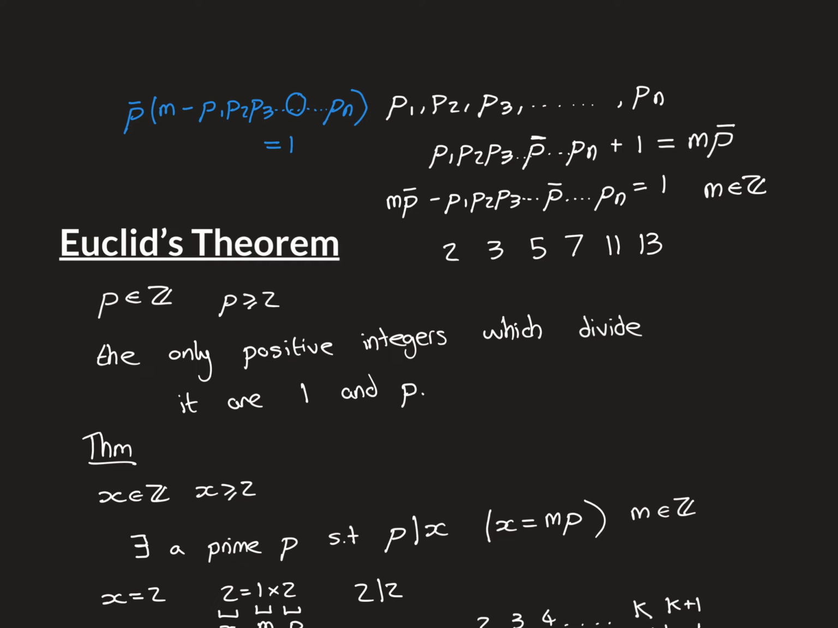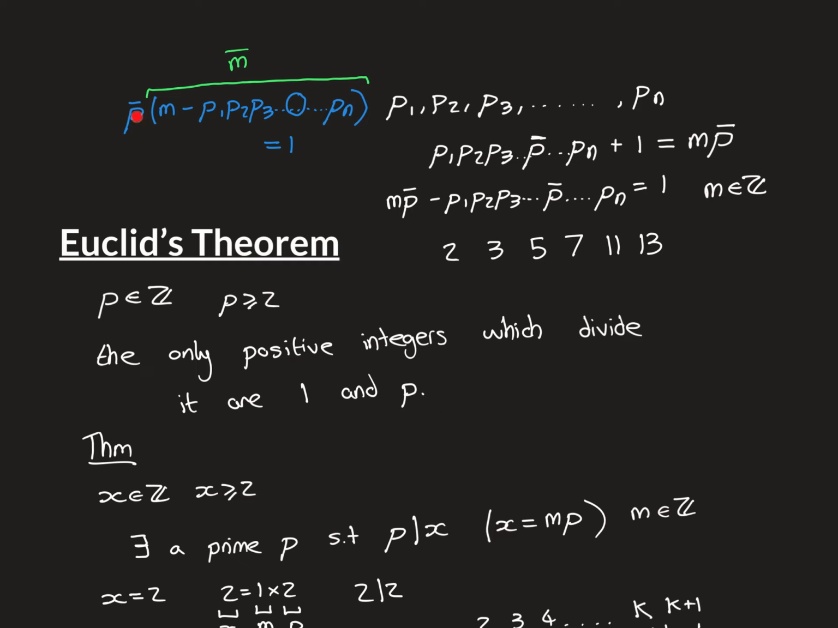Now, why is this nonsense? Well, m is an integer. P1 times P2 times P3 all the way up to Pn with the missing P bar there, that's still an integer. The additive inverse of this great big product is an integer. So we're adding two integers together. One is a negative one. We're going to get another integer overall. So this thing, even though how hideously complicated it looks, is just some integer. We could denote it m bar maybe.